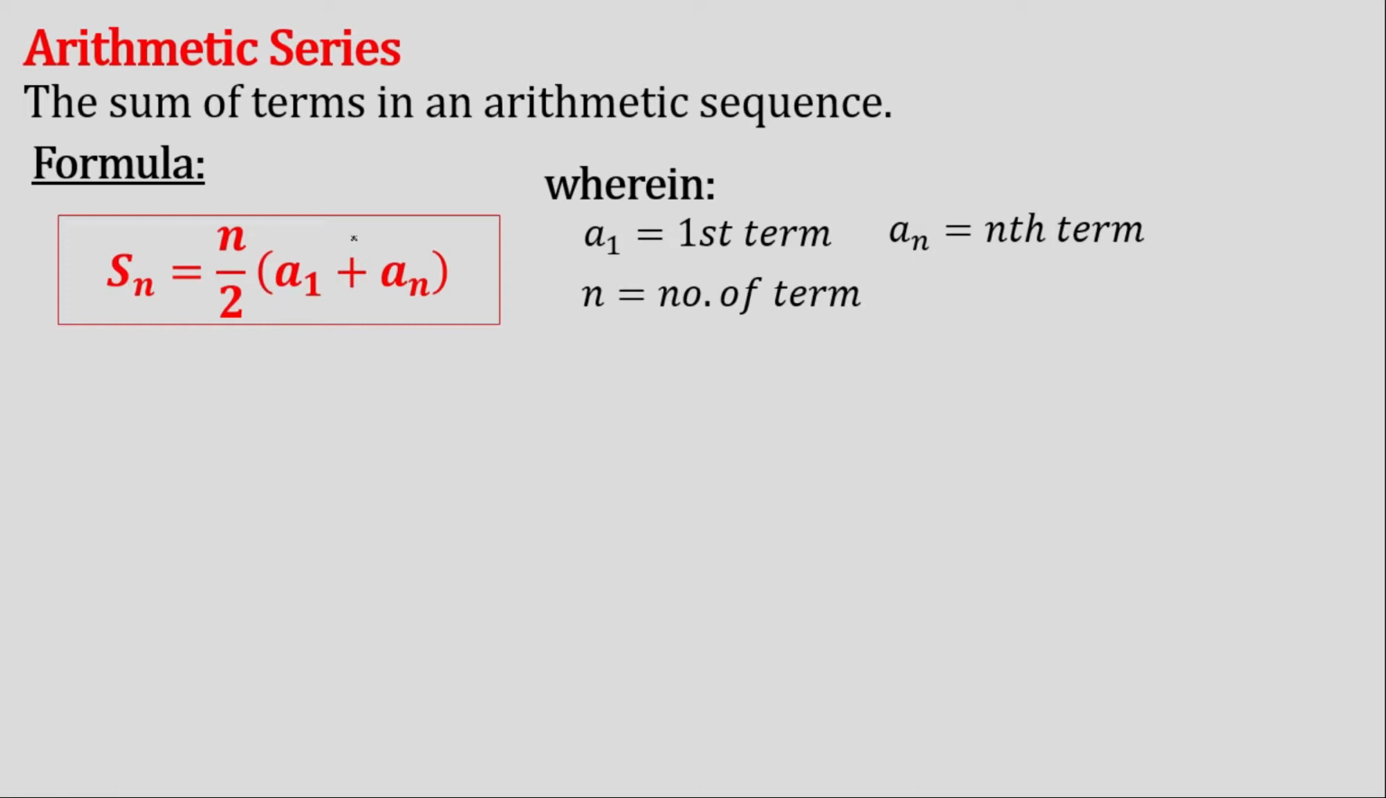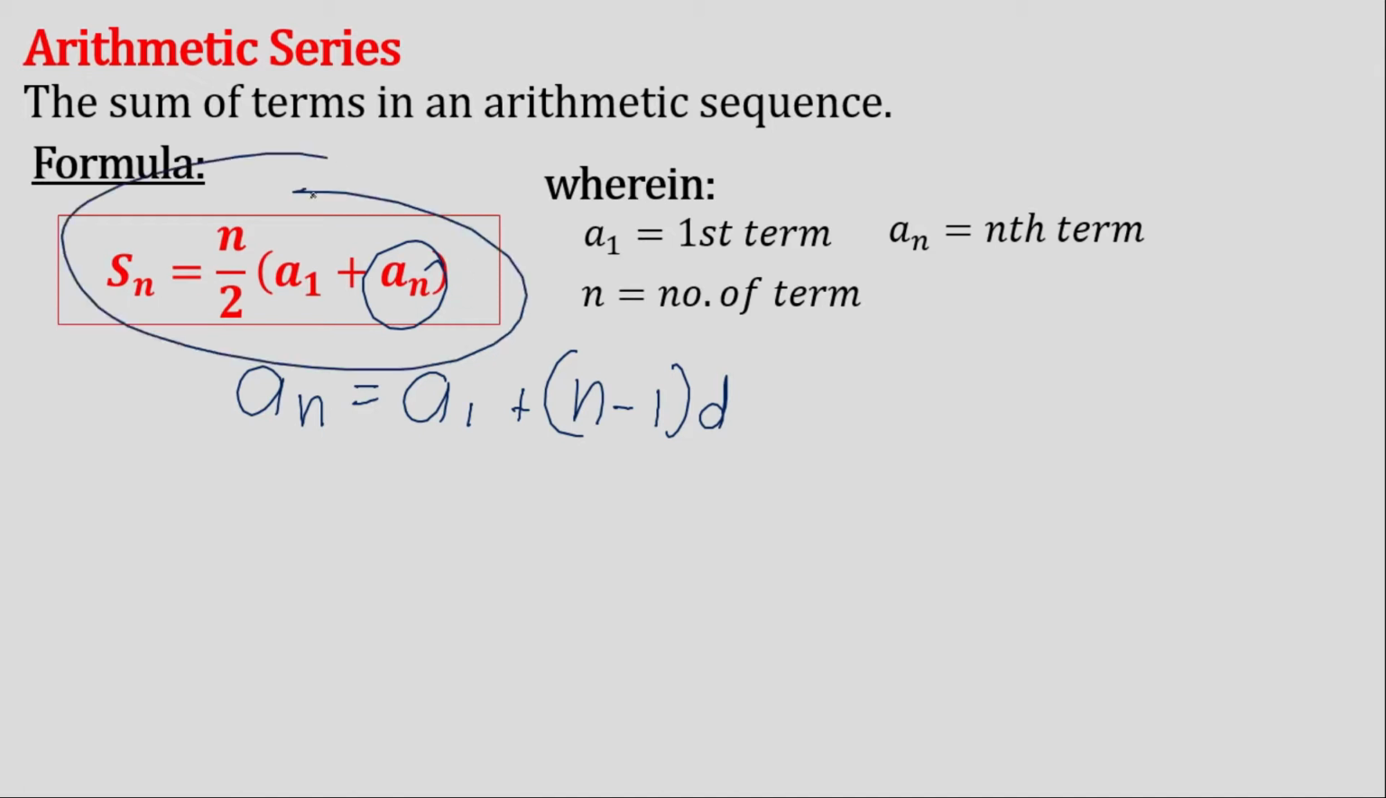Before we use this formula on the example from the previous tutorial, we need first to solve for a sub n, which is the last term. And we keep using the formula a sub n equals a sub 1 plus quantity n minus 1 multiplied by d. We always use this formula in order for us to find a sub n, and then use the series formula again to find the sum of the first n terms.